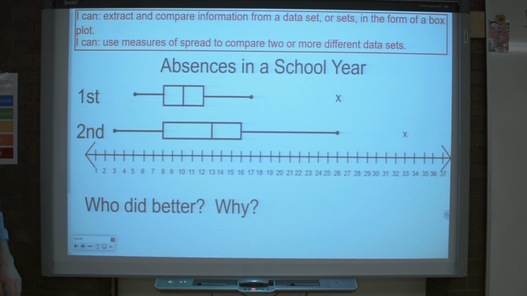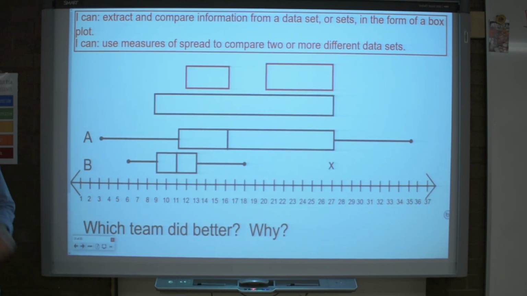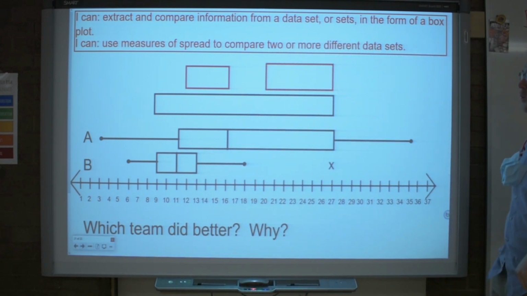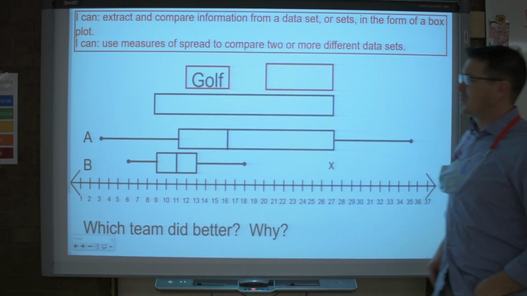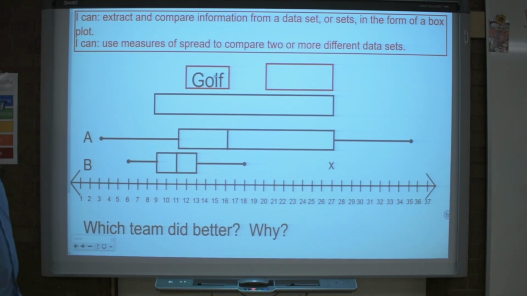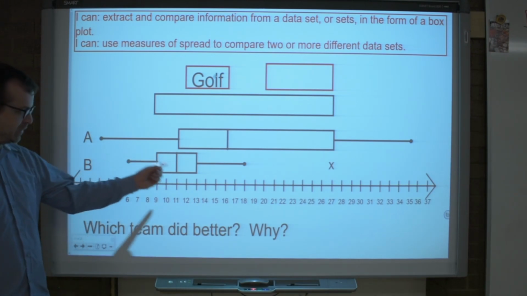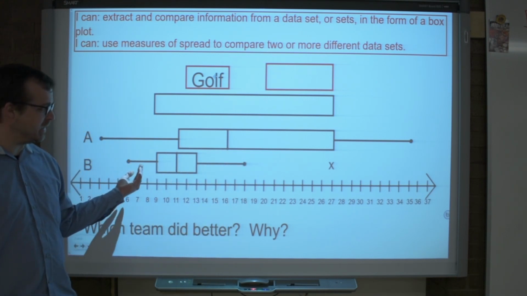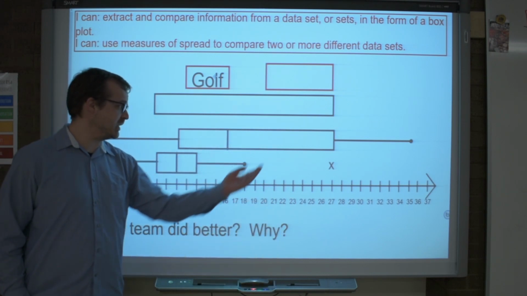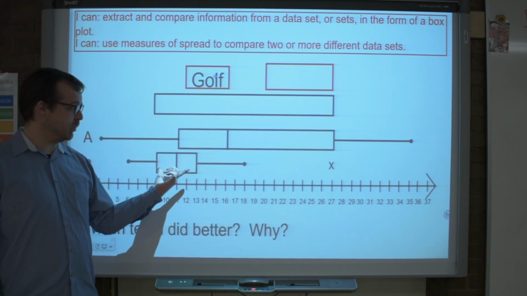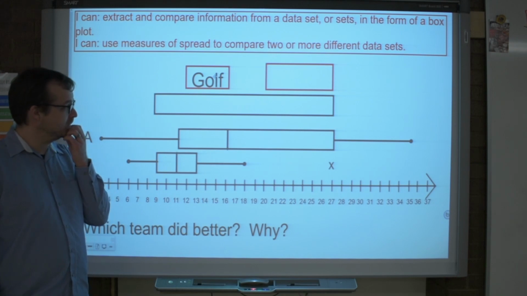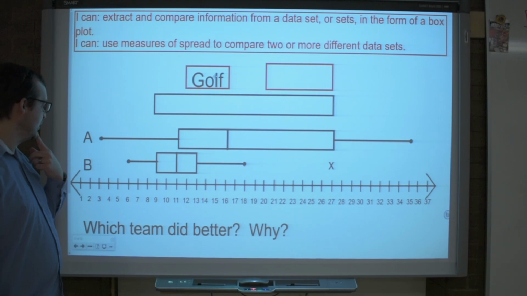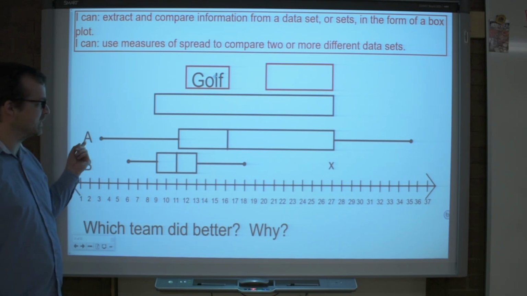So Mr. Nelson, come on up here. Who did better, Mr. Nelson? Well, it looks like it's A. You're thinking A obviously did better. Well, what if I said, Mr. Nelson, we're talking about golf? Well, points are bad in golf. So you don't want points. Now B's done better, because almost 100% of the data in B is below 50% in A. So it looks like B scored less points in golf. And you want less points in golf, by the way. That's the deal. Less hits of the ball to get it into the hole. So whoever A is did worse in golf.